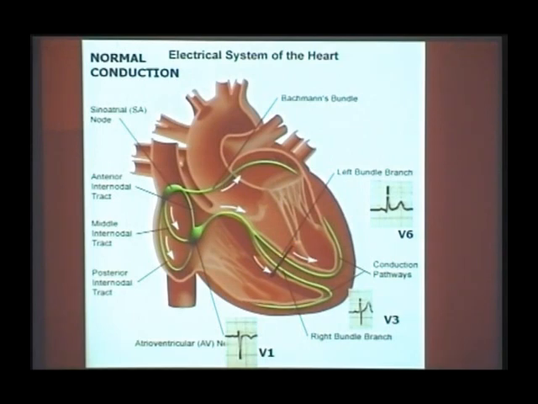So this vector number 1, which is coming from left to right, will result in a small initial positivity in V1 and a small initial negativity in leads V5 and V6, which represents septal activation going away from the left sided leads and coming towards the right sided leads. Right? That is the first septal activation.